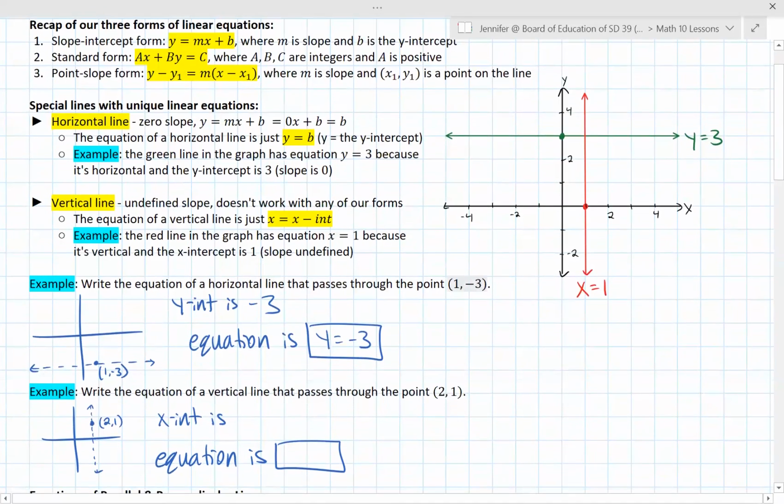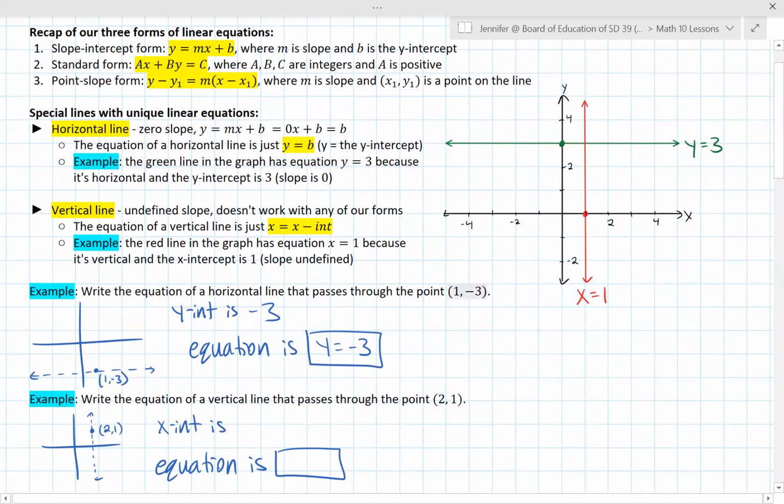Other type of question here, write the equation of a vertical line that passes through the point 2, 1. So again, I sketched it out very briefly to get a visual idea of what it would look like. We can see here that the x-intercept is 2. So the equation is just x equals 2. Again, you could have done this quickly. If you notice it's a vertical line, you just look at the x-coordinate of the point given to you.